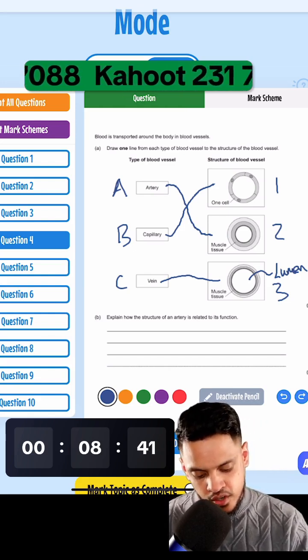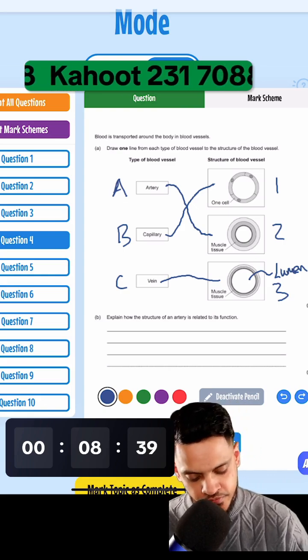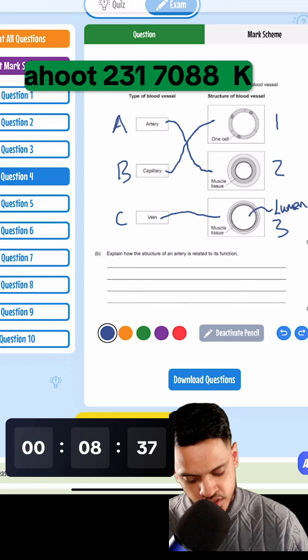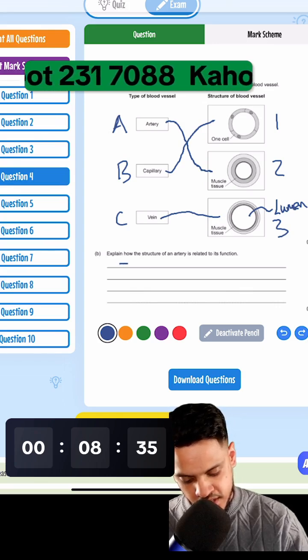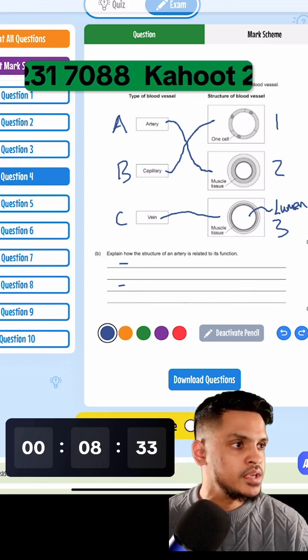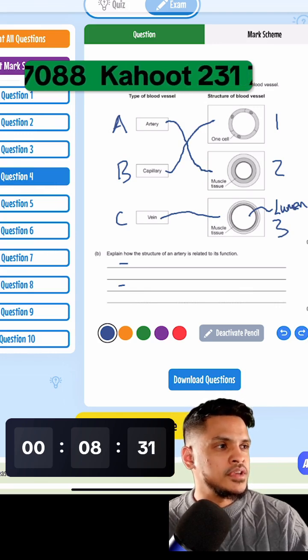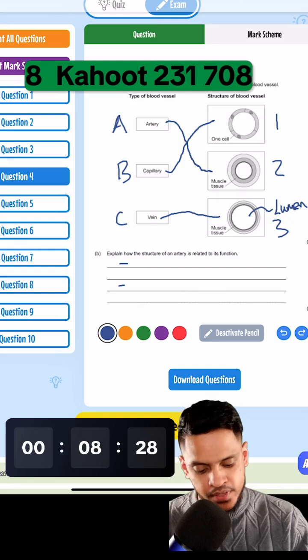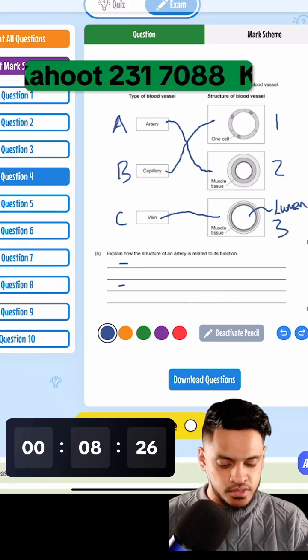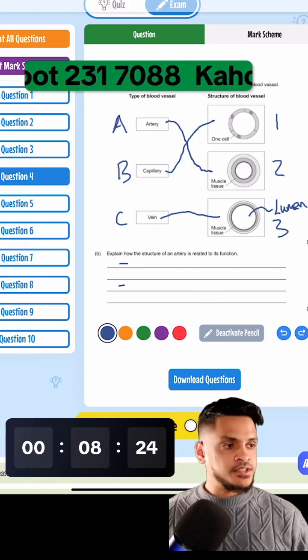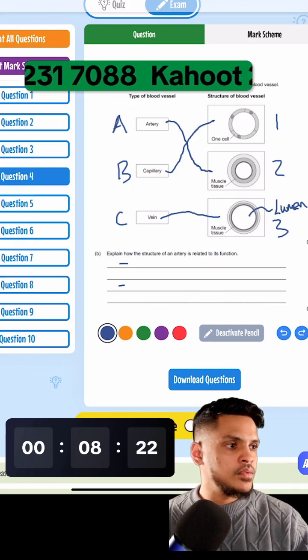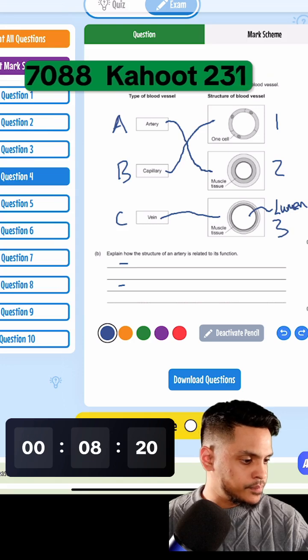Explain how the structure of an artery is related to its function for 2 marks. 2 marks. What do you think we can say here for 2 marks? 2 marks is 2 points. Structure of the artery. So it's a part B, so that means you're going to use the answers from part A to explain that. So what are some points you can say here?